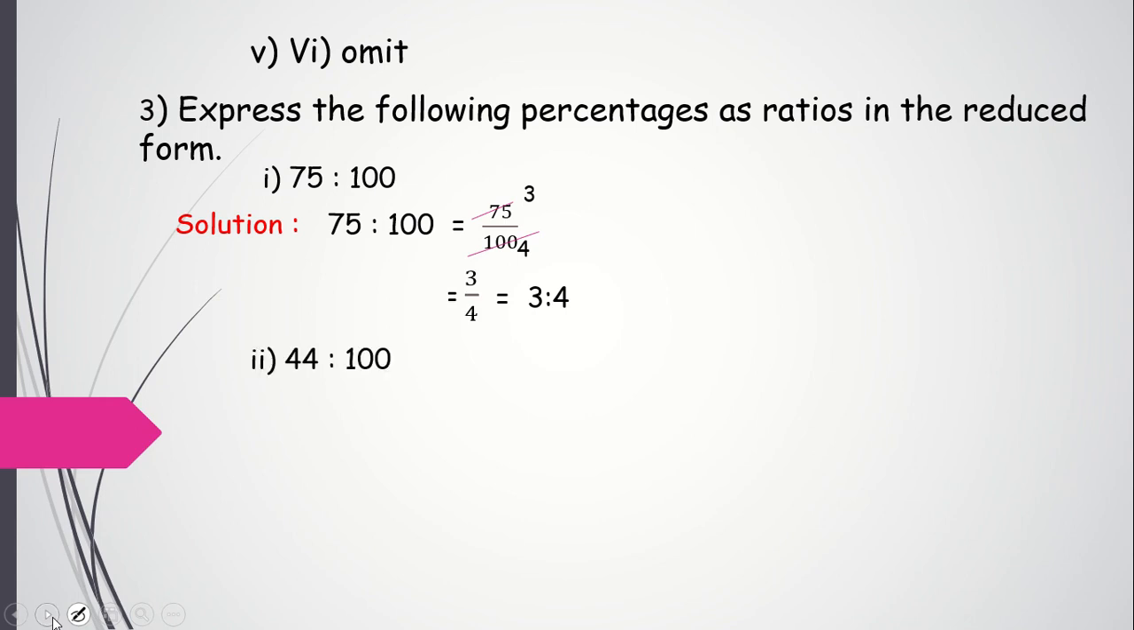Next, 44:100. Now we have seen if we have 100 in the denominator, it is called as a percentage. So convert that percentage to reduced form. Reduce it further. Divide both the numbers by 4. 4 ones are 4. 4 twos are 8, 9, 10, 2 will remain. 4 5s are 20. So that's going to be 11:25.